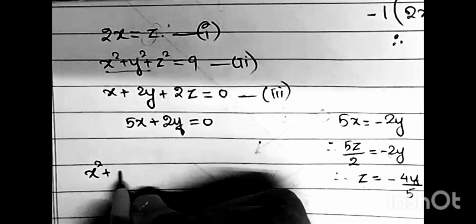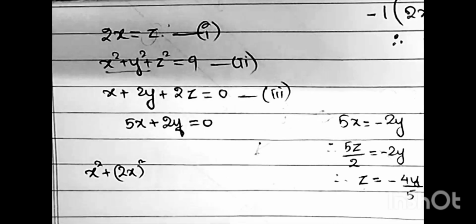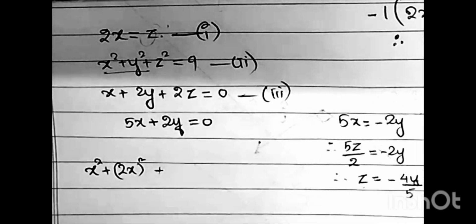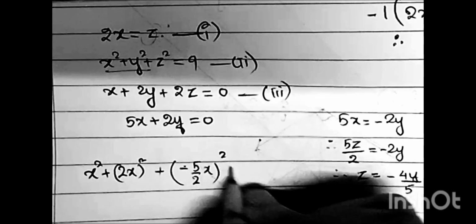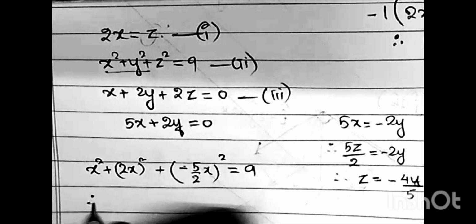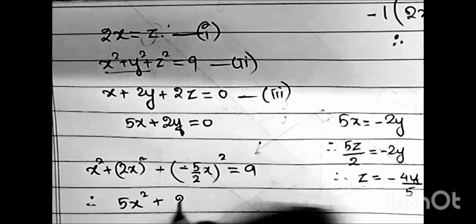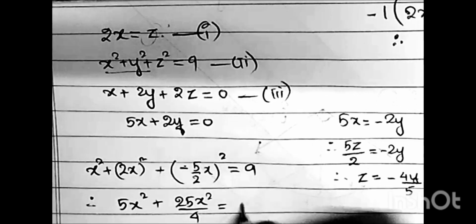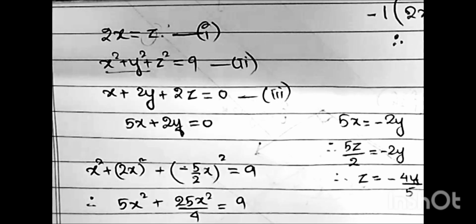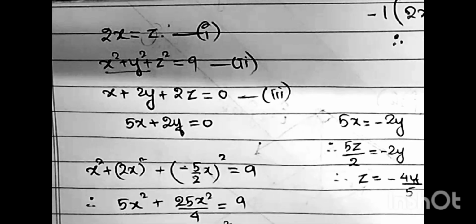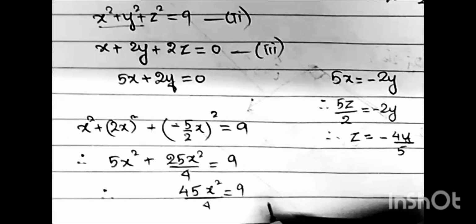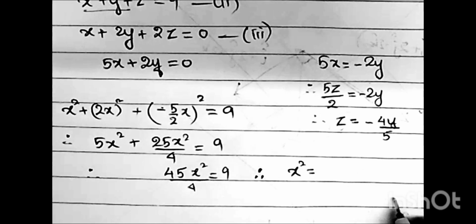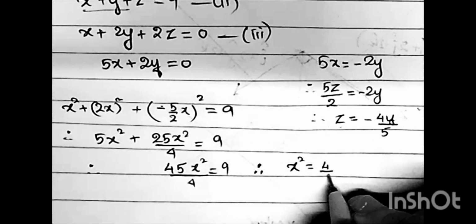So what we get is 2x squared, and y also has to be represented in terms of x, so we get minus 5 by 2 x squared. This should be equal to 9. So 5x squared plus 25x squared by 4 should be 9, which gives 45 by 4 x squared is equal to 9. I hope I'm correct. And if we simplify this, we get x squared is equal to 4 by 5.